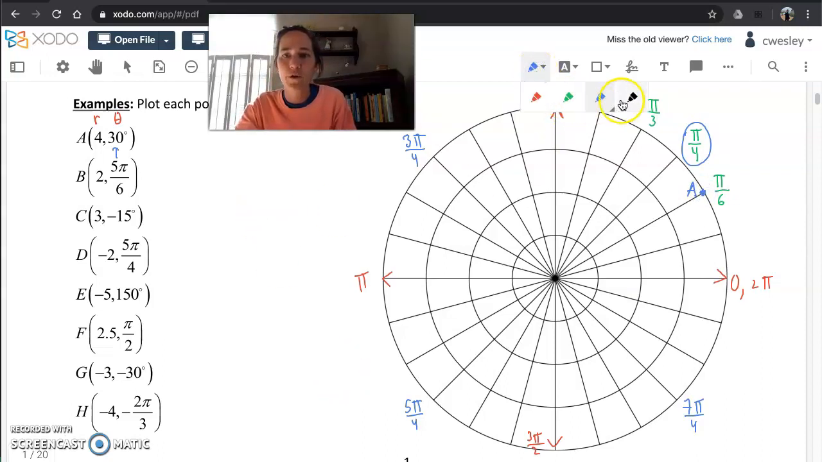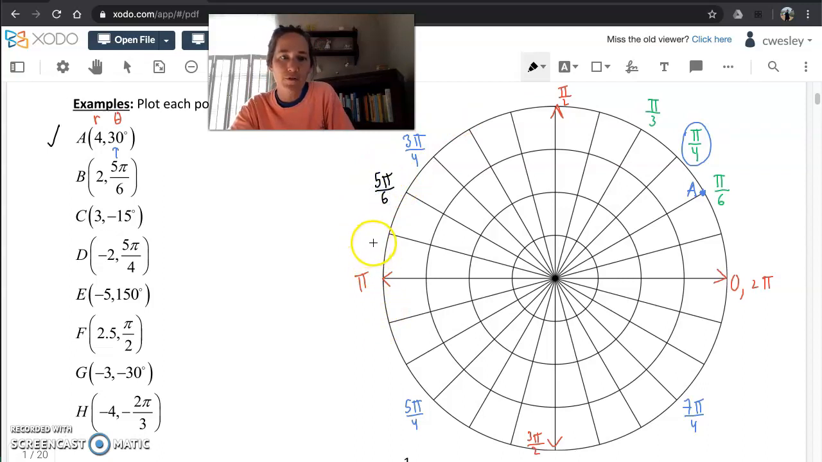Okay, let's do the next one. Point B, we can check off A. 2 comma 5 pi over 6. Okay, so we had labeled these things in radians, but we didn't quite get to 5 pi over 6, so let's find it. What quadrant is that in? Well, it's not quite pi. It's 1/6 less than that. It's going to be here somewhere along this line, 5 pi over 6. We need to come out 2 rings or 2 radii. So go up from the pole, come this way towards 5 pi over 6, 1, 2 circles out. And we'll put a point B. That's going to fall in quadrant 2.